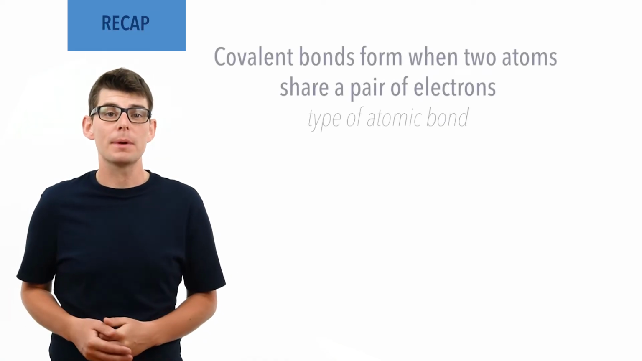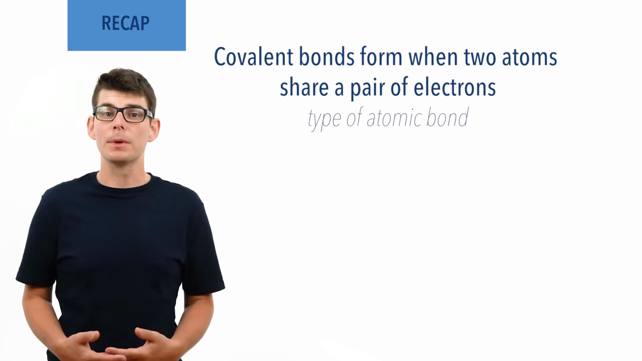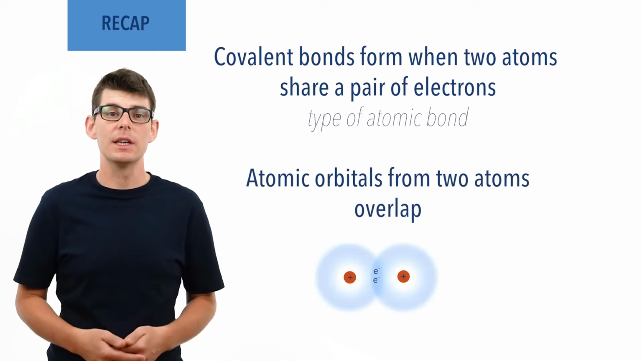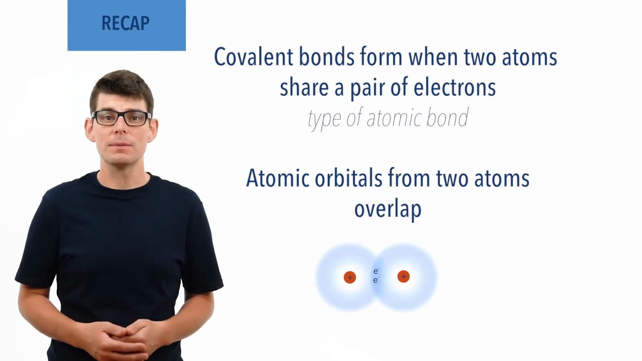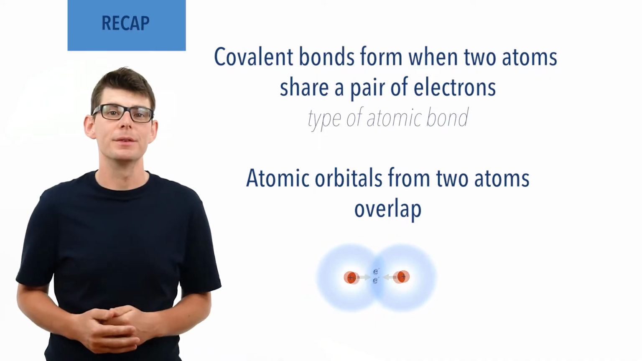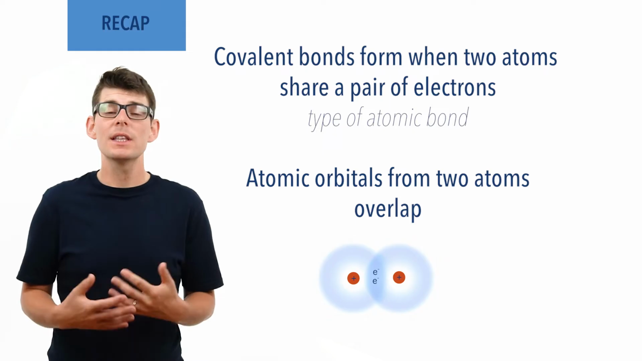Before we talk in detail about hydrogen bonding, there are a few essential ideas you need to be comfortable with. Covalent bonds are atomic bonds that form when two atoms share a pair of electrons. An atomic orbital from each atom overlaps and creates a new area of electron density between the two atoms. The positively charged nucleus of each atom is attracted to the shared electron density, and this pulls the nuclei closer together, creating a covalent bond. Inside a single bond, there is one pair of electrons.